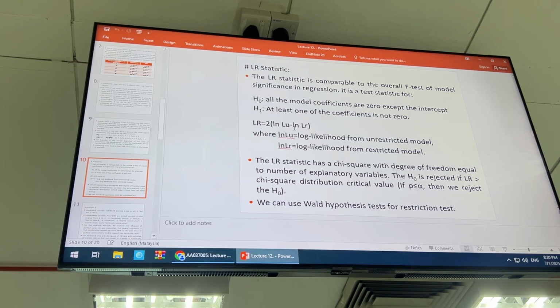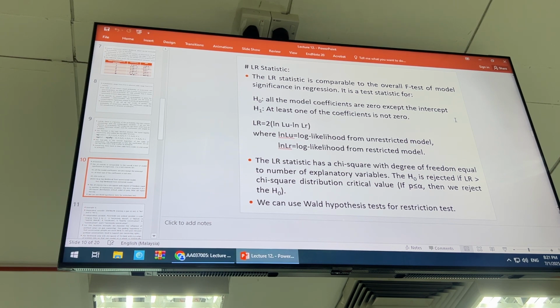So basically, it's the test statistic calculated using this formula, where this one represents the log likelihood from the unrestricted model and this one is for the restricted model. The AR statistic has a chi-square distribution with degrees of freedom equal to the number of explanatory variables. The null hypothesis is rejected if the test statistic is greater than the critical value from the chi-square table.